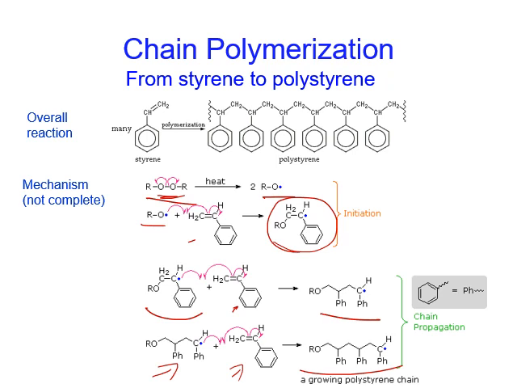So compare with stepwise polymerization. In stepwise polymerization, the reaction can happen between any two molecules. In chain polymerization, one of the reactants has to be a radical.